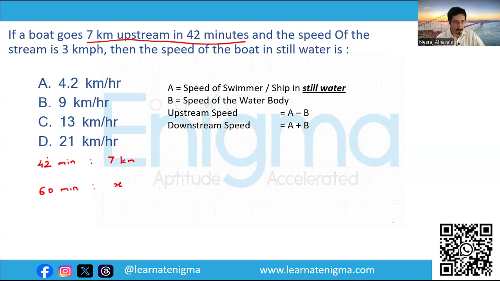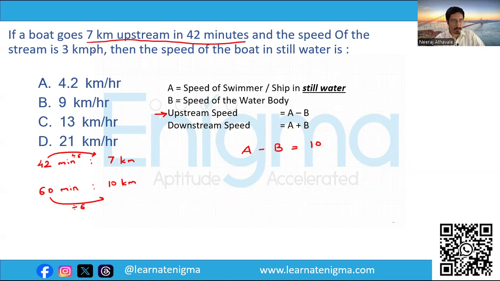So you can see 42 divided by 6 is 7. So 60 divided by 6, that will give you 10 kilometers covered in upstream 1 hour. So we get A minus B as 10. So upstream speed is 10.